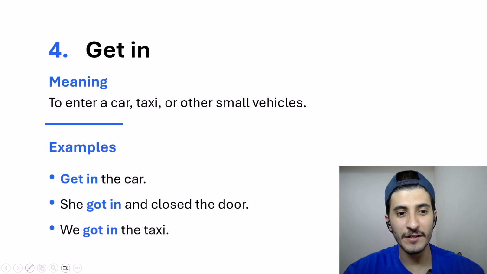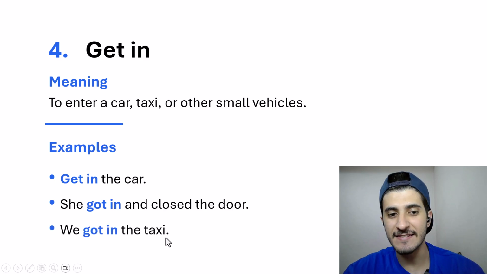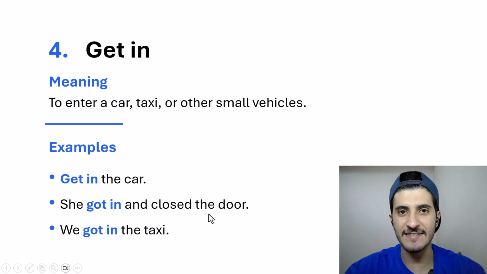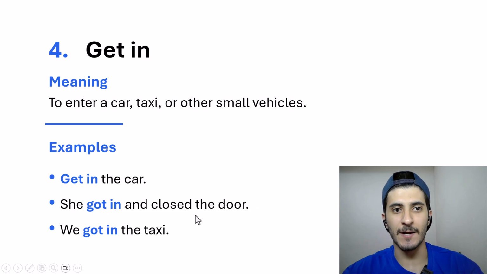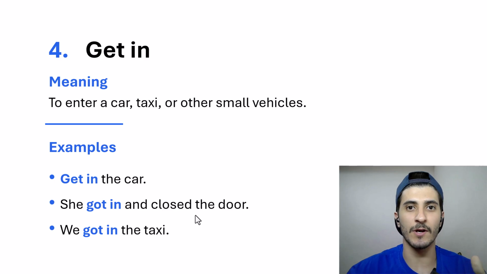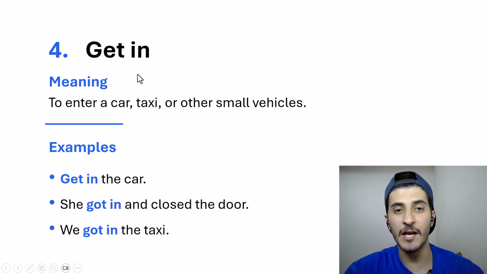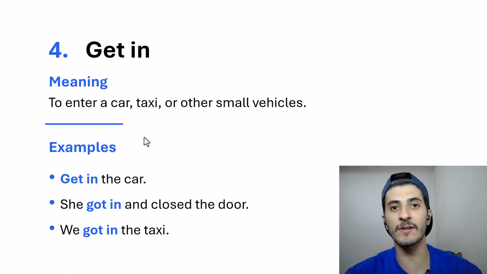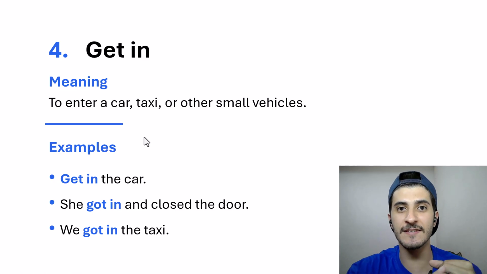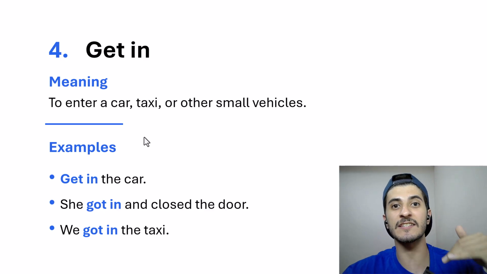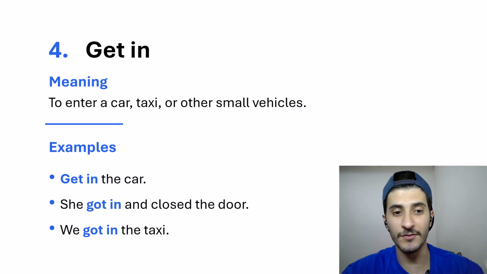And the last one, we got in the taxi. It means that we entered the taxi. That's it. So, as a recap, I need to remind you that for small vehicles like a car and a taxi, we use get in. But for huge transportation vehicles like planes, like trains and buses, we use get on to mean enter.